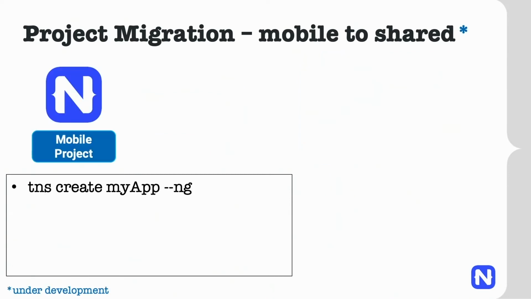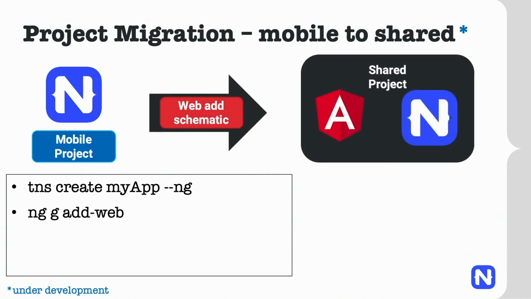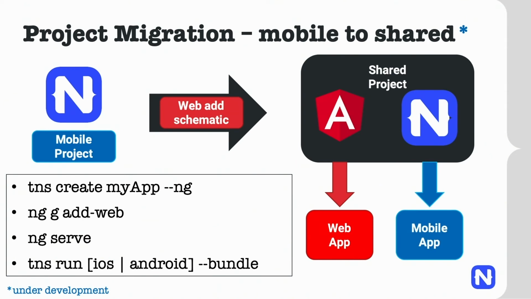There's also something that's under development, so that's not completed just yet. But if you have an existing NativeScript project, we see that you could call an ng generator add web, and then this should do the reverse, where it takes your NativeScript project and converts it into a code sharing one. And then again, you can call ng serve or tns run ios or android. Okay, so we had the web-only project. We converted it into a code sharing structure, and then after that, we have to go through more steps.